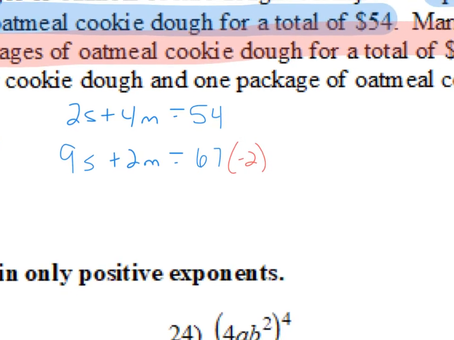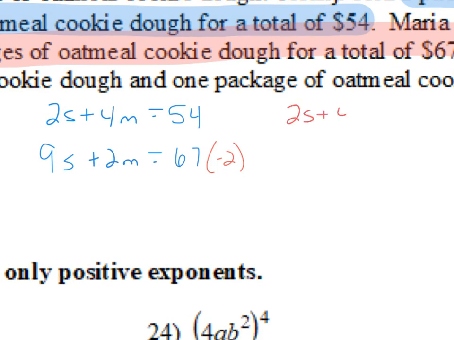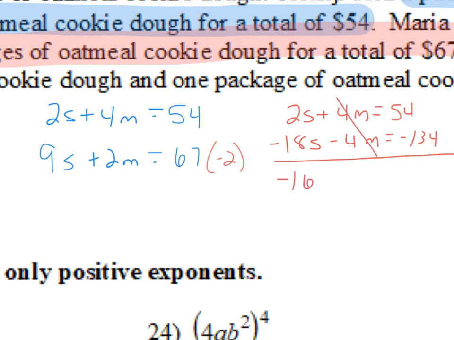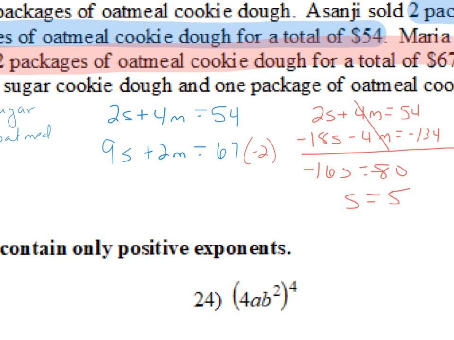All right, so we have still the 2s, 4m equals 54. On the bottom here, I got a negative 18s, a negative 4m, and a negative 134. Now those will cancel, so I get negative 16s equals negative 80. Okay, and then I'm going to divide by the 16, and so I find out that my sugar is $5 for a sugar cookie.